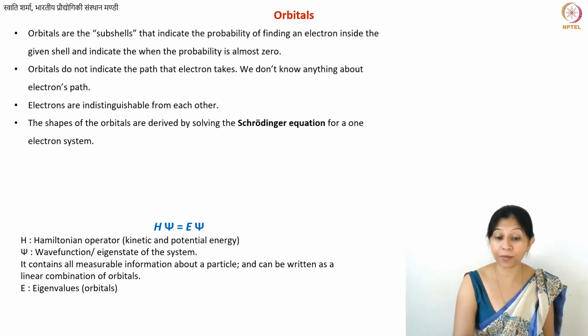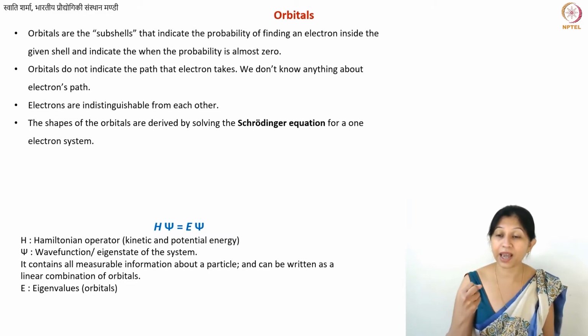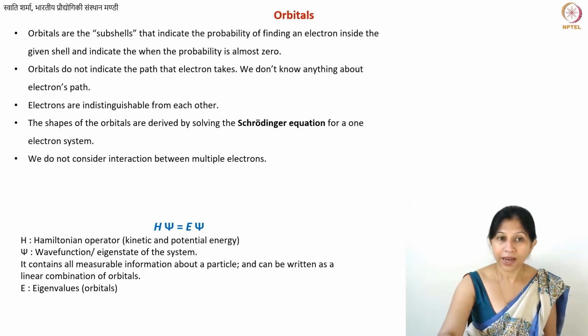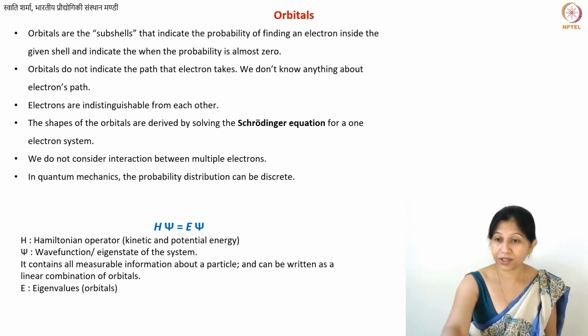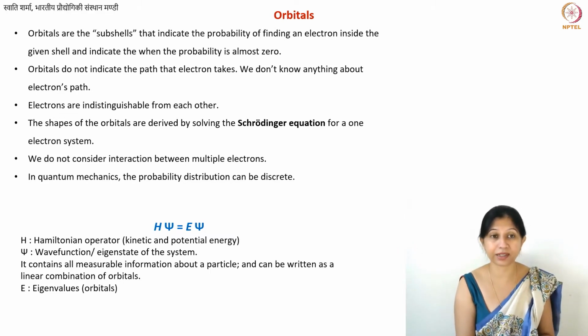One more important thing that you need to understand is that we are always solving the Schrodinger equation only for hydrogen atom. Hydrogen atom has 1 electron, so we are only solving it for 1 electron systems and not for multi-electron systems. So all these shapes are derived by solving the time-independent Schrodinger equation for hydrogen system. Okay, fine. So here I have written we do not consider the interaction between multiple electrons. In fact, that is the reason we are solving it for a single electron system.